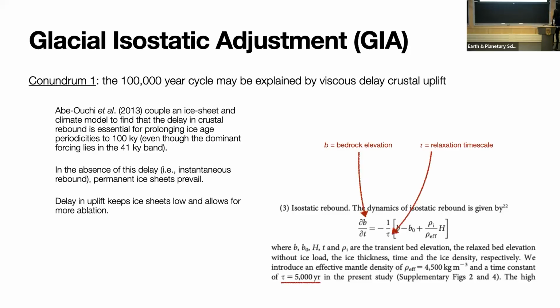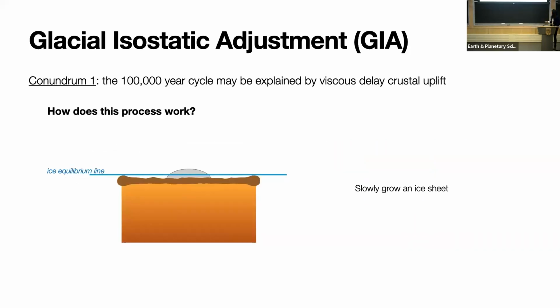And so they modeled this bedrock elevation here with this differential equation, where B is bedrock elevation, and they used a relaxation timescale tau here of about 5,000 years, which is not at all unreasonable. But just to give you an idea of what this looks like schematically, this is the process, right? So here's our ice equilibrium line, and we're reaching a state where we can start growing ice. And so we steadily grow this ice sheet, and the mantle flows and the crust subsides.